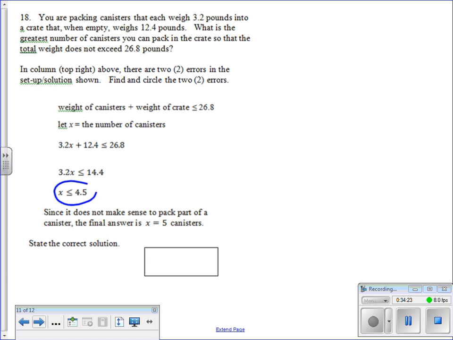Since it does not make sense to pack a part of a canister, the final answer is x equals 5. That's also wrong. There are my 2 mistakes. Your final mathematical step and then your conclusion based upon your final mathematical step. 5 canisters is more than 4.5. If I can only have, if this was correct, 14.4 divided by 3.2, is that? Okay.